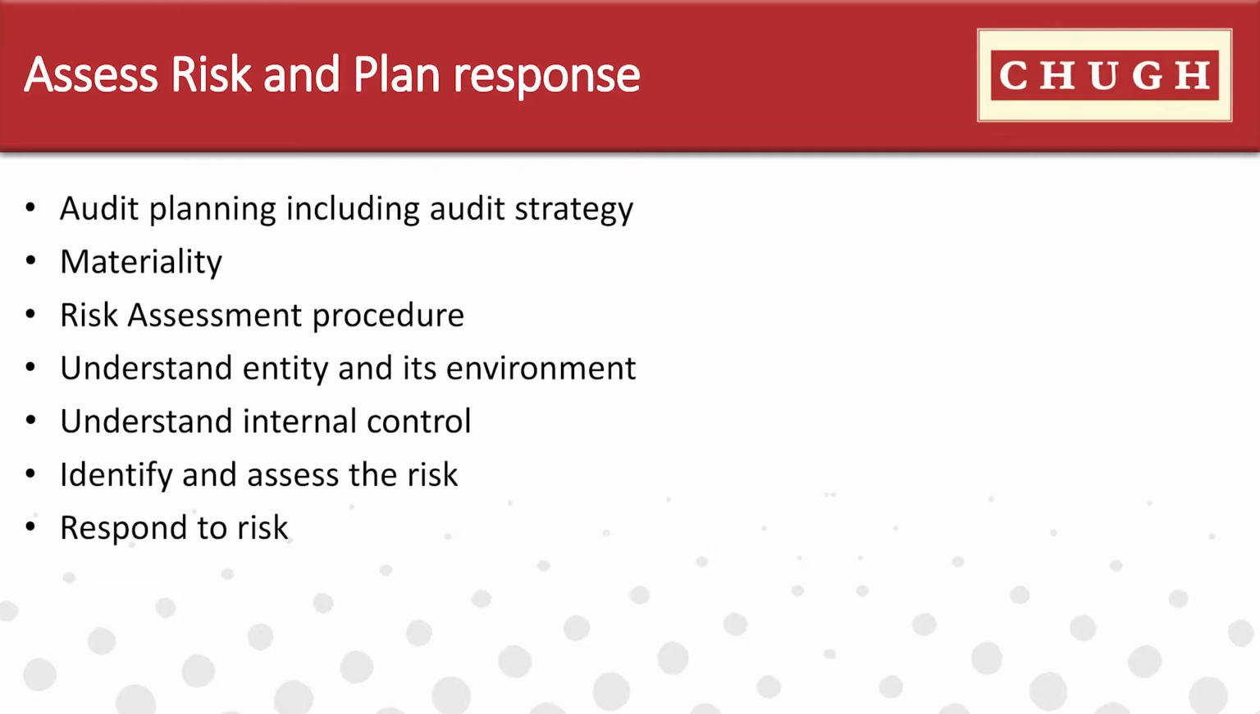Risk can be of two kinds: financial statement level risk and assertion level risk. So, what is financial statement level risk? It relates to the process used to prepare the financial statements, develop estimates, select accounting policies, and the overall control environment. And what is assertion level risk? It relates to specific transactions, account balances, or disclosures. Based on our assessment of risk, we respond to risk by performing procedures and obtaining evidence.